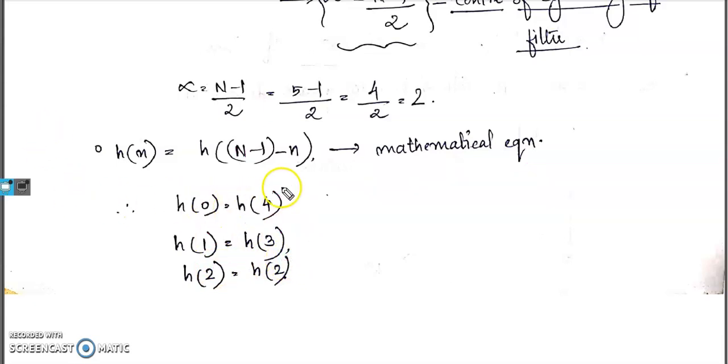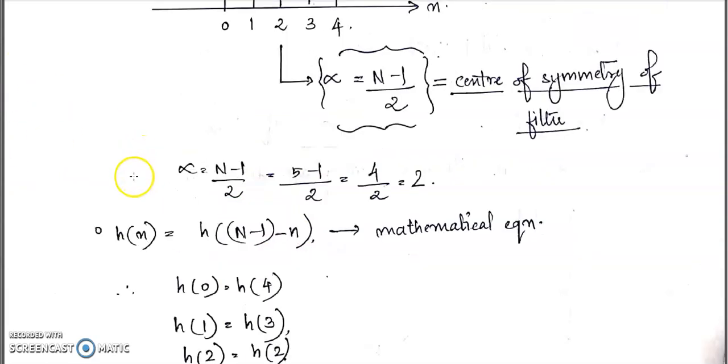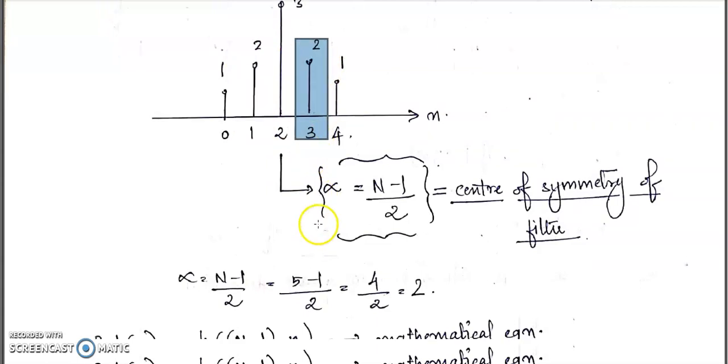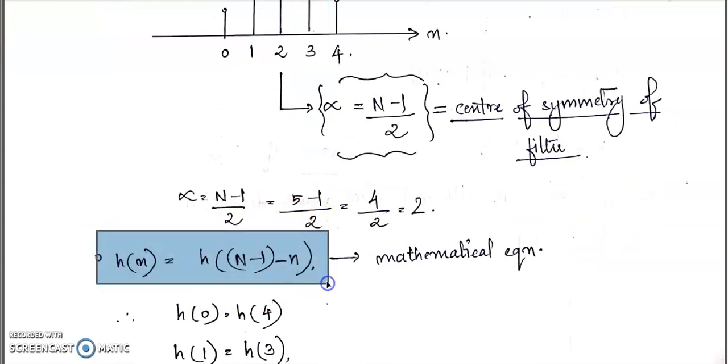Okay, h of 0 and h of 4 are the same, and h of 1 and h of 3 are the same. You can check it in the plot. It is clear that the h of 0 value is 1 and the h of 4 value is 1. They are the same. The h of 1 value is 2 and the h of 3 value is 2. They are the same. So this expression will be satisfied.